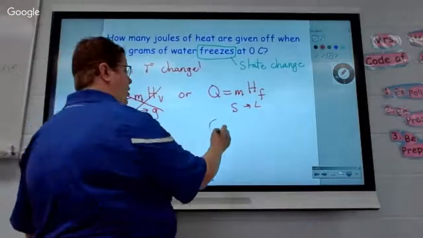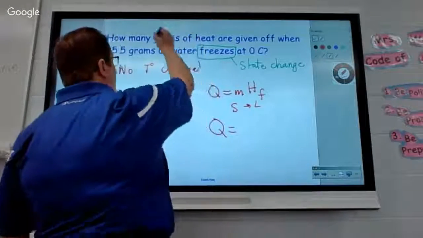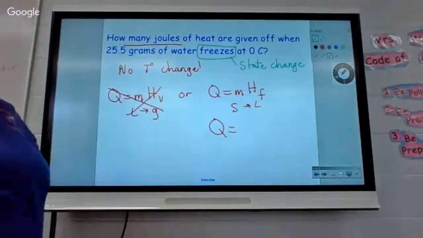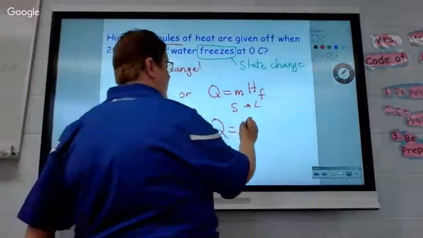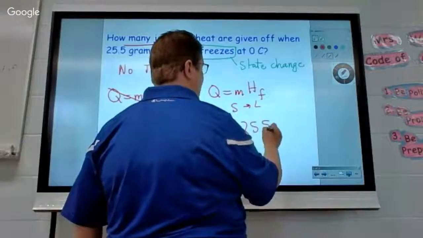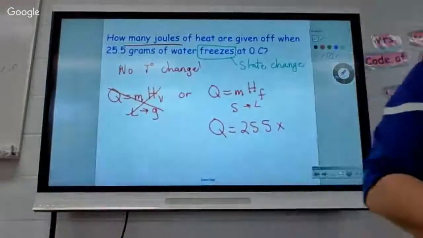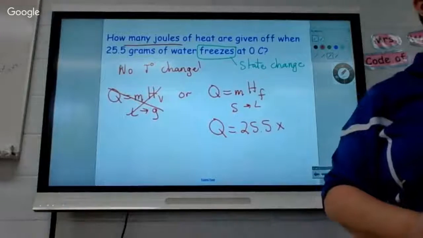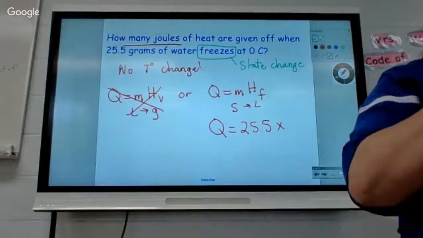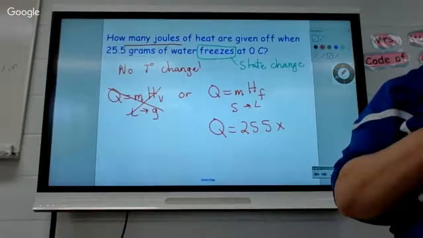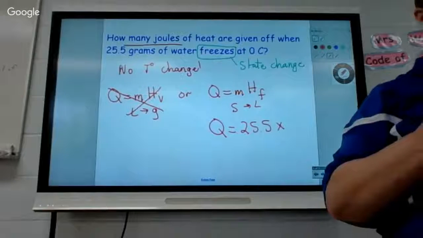So Q is what I'm looking for because it says how many joules. What's the mass? 25.5. And where did I already tell you to find HF? Look on your reference table. Where did I tell you to look? That middle block, find heat of fusion. Right there, it's on the first line. What is the heat of fusion?